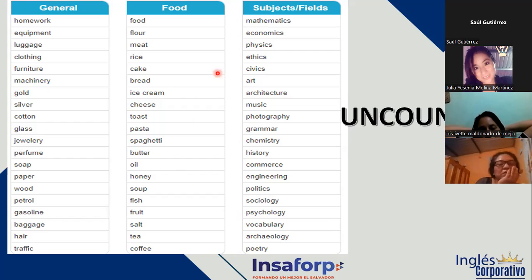Okay. Is there any word, alguna palabra que no hayan entendido? Ethics. Ética. Poetry. Poesía. Chemistry. Química.